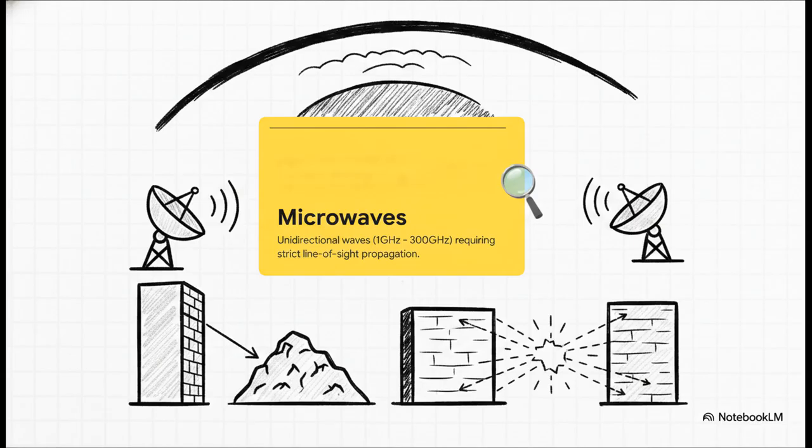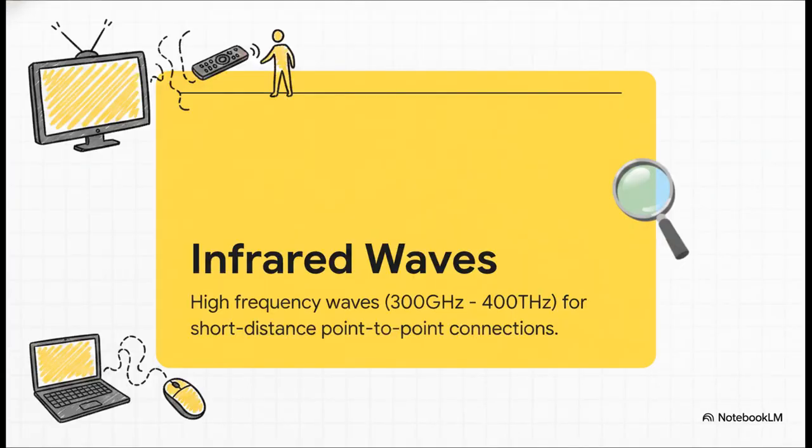Rounding out our tour of the spectrum, we've got infrared waves. These are very high-frequency waves operating way up there between 300 gigahertz and 400 terahertz. They are strictly used for short-distance, point-to-point connections. Because they absolutely cannot pass through solid objects, they're super localized. It's the exact tech making your TV remote talk to your television or your wireless mouse connect to your laptop. It works flawlessly right up until somebody stands in the way.